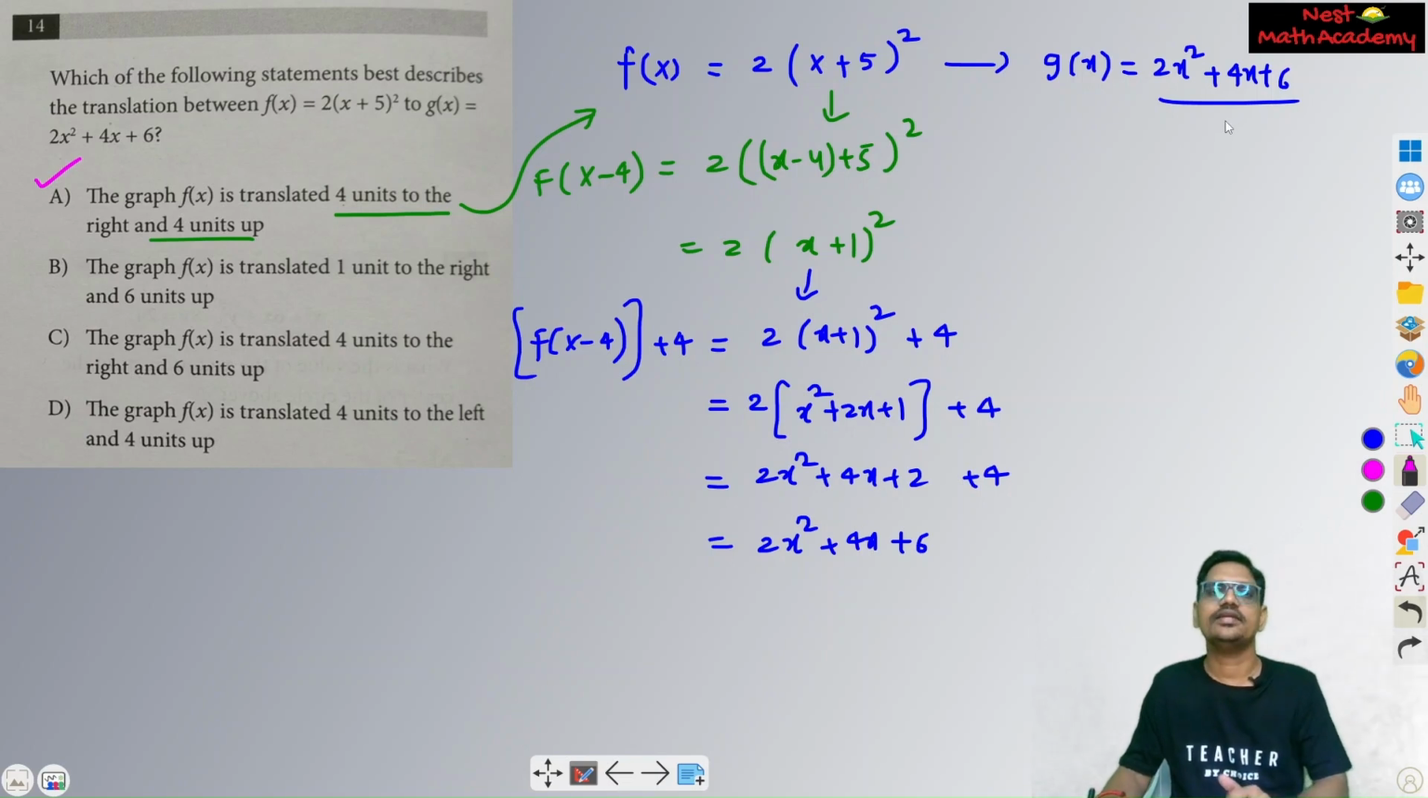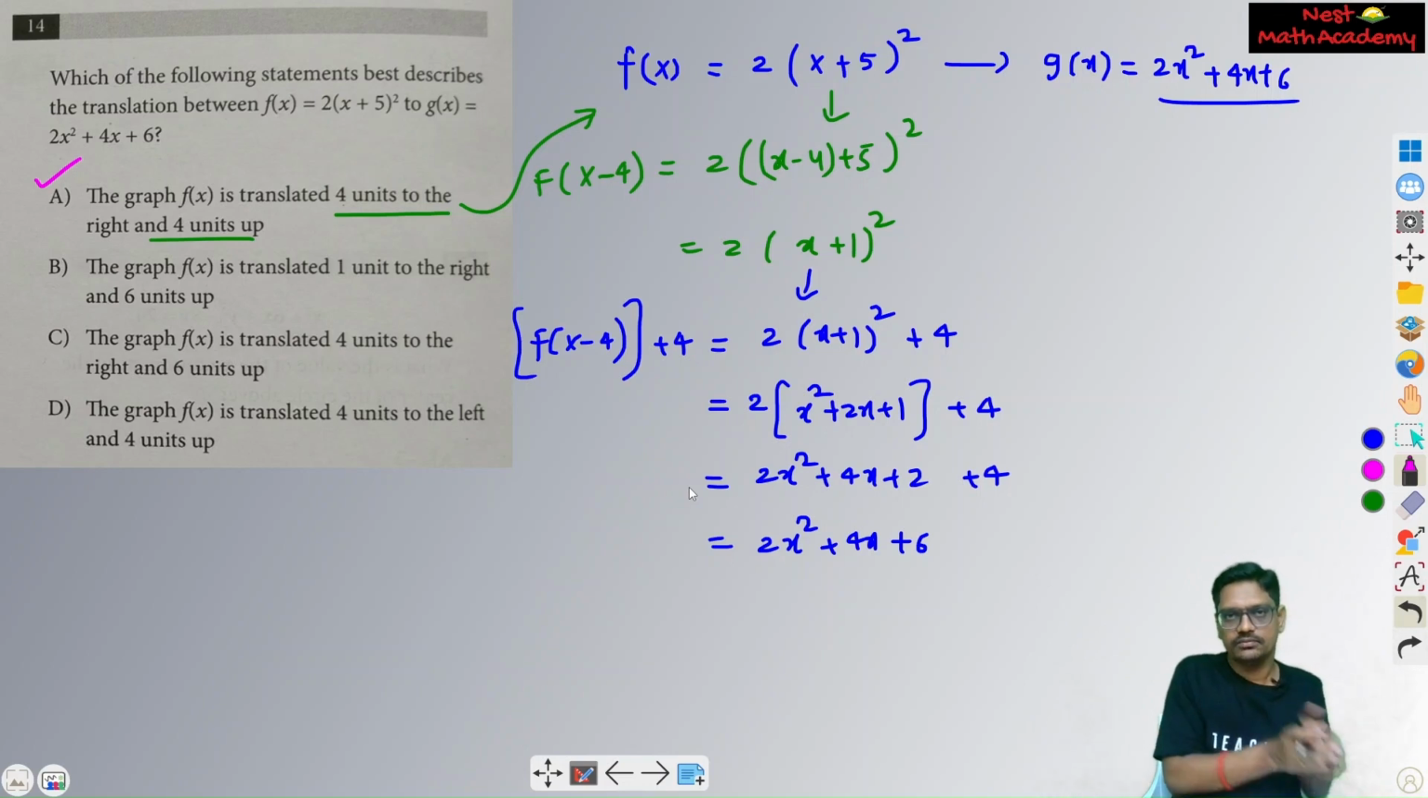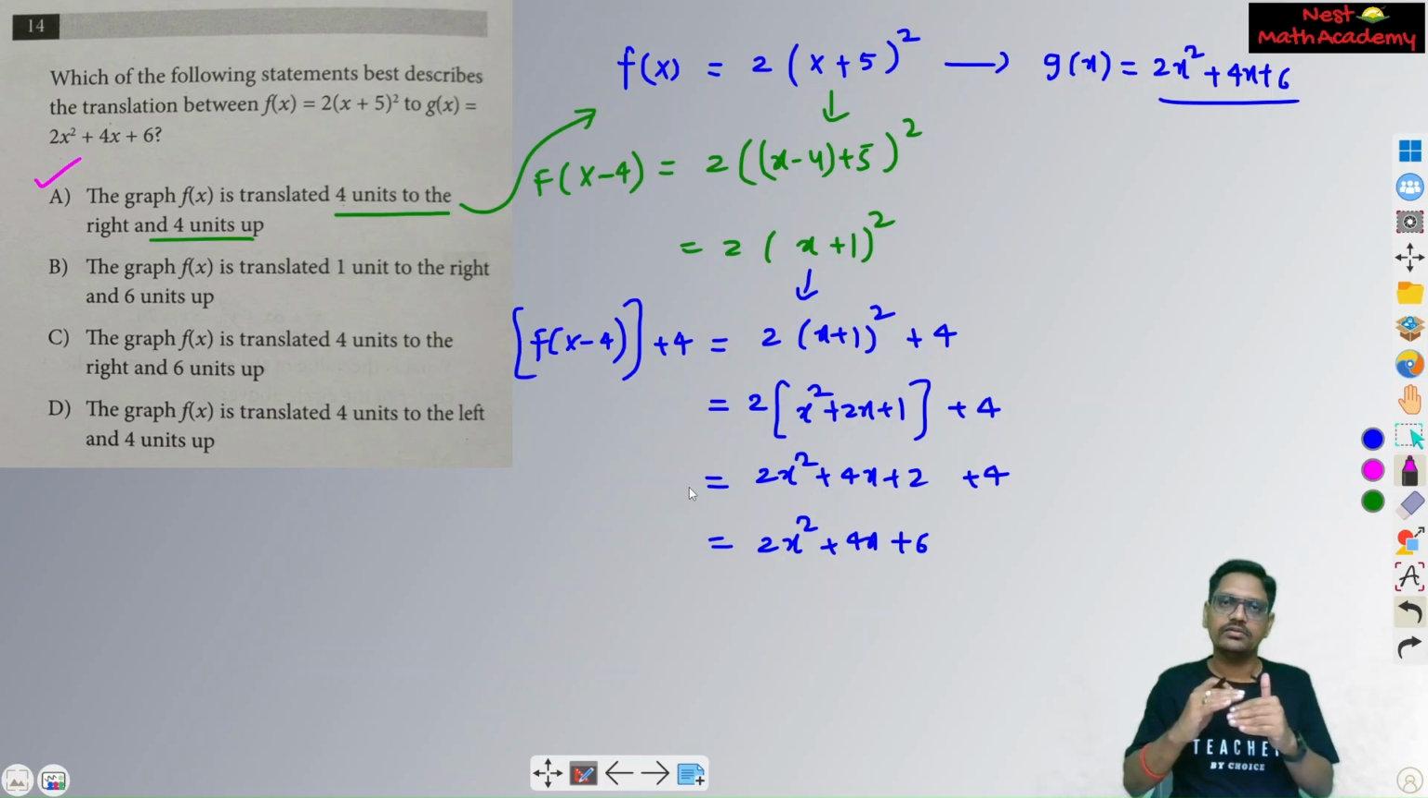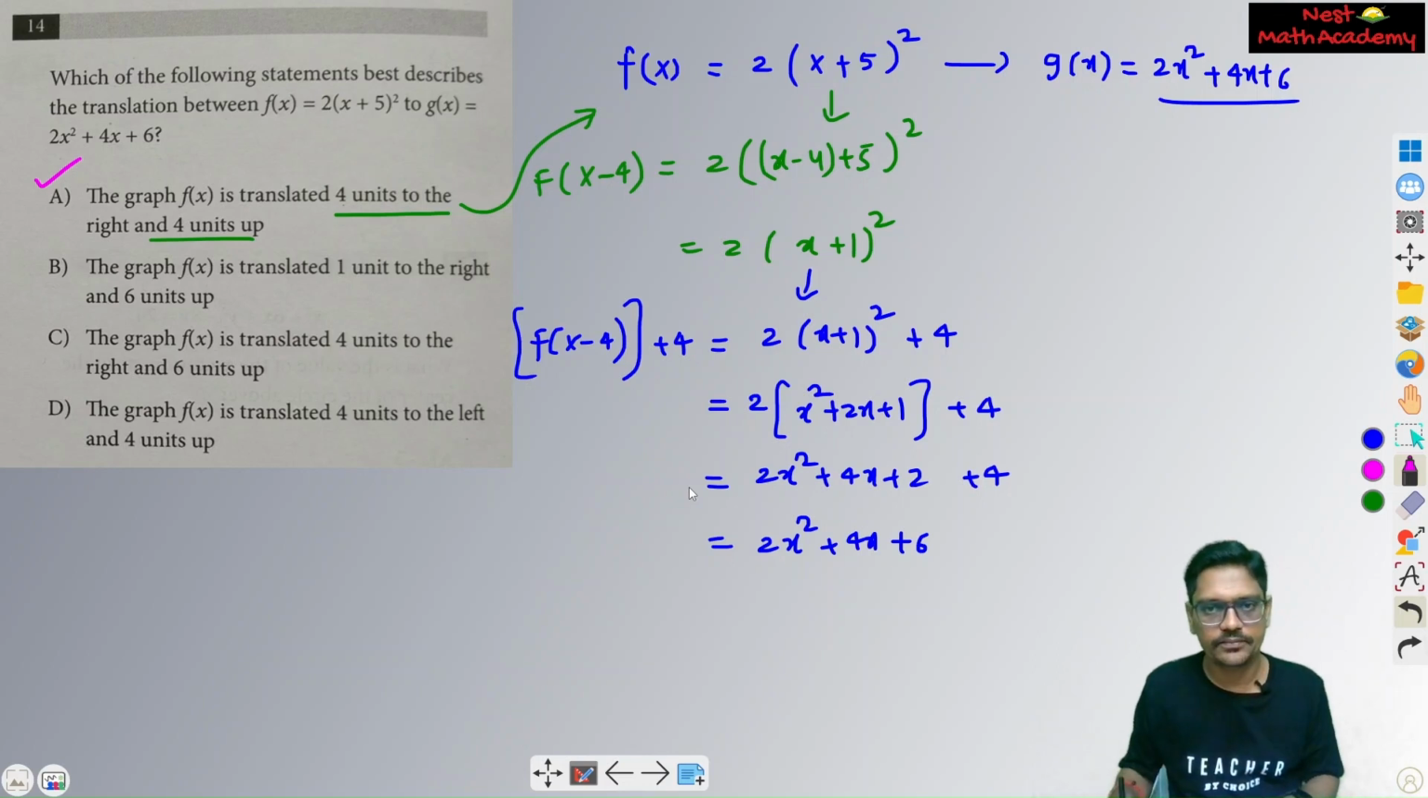If we hadn't got this, then you should have tried option B: translate 1 to the right, meaning replace by x minus 1, then add 6 and check. Again and again we would need to check all the options, but we got it in the first option. Still, if anyone is not clear, when we discuss the transformations topic in detail, you'll understand even better. But for now also you can remember these things easily. When you move to the right, replace x with x minus 4, and when you move up or down, add 4 or subtract 4 outside the function, the constant. That's it. Okay, right.